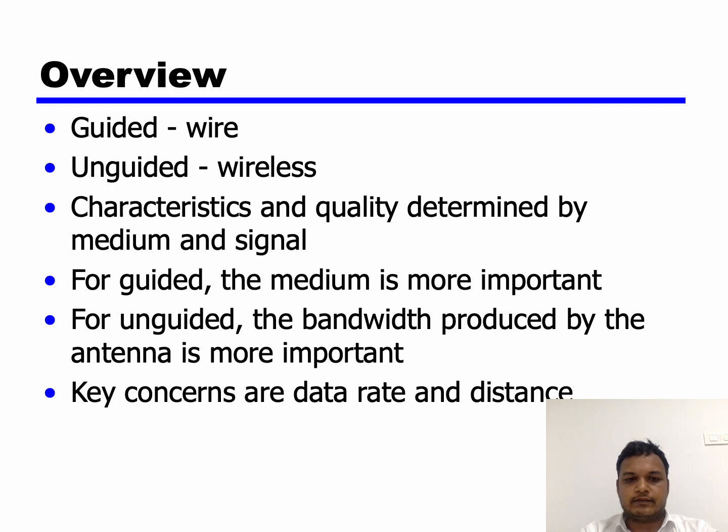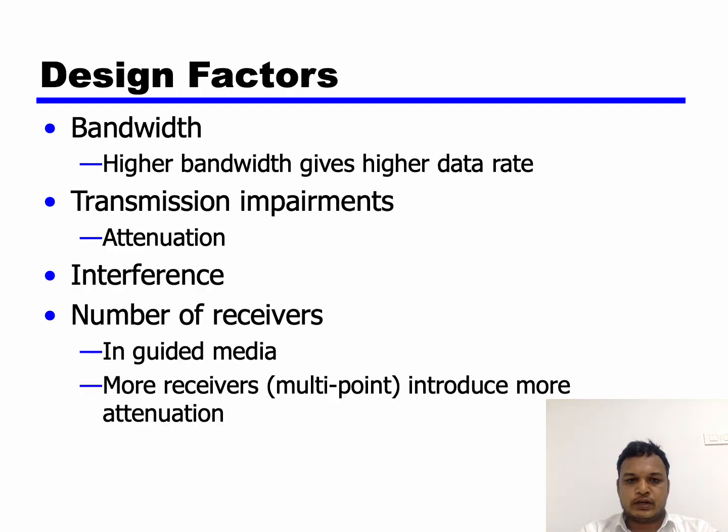The key concerns of the transmission media are the data rate and its distance. The design factors of the transmission media are the bandwidth, transmission impairments, interfaces, and the number of receivers. The higher the bandwidth, the higher the data rate will be. The transmission impairments are the attenuations and interferences, and how they disturb the communications. The number of receivers matters in both guided and unguided media. More receivers introduce more attenuation as far as multi-point connections are concerned.